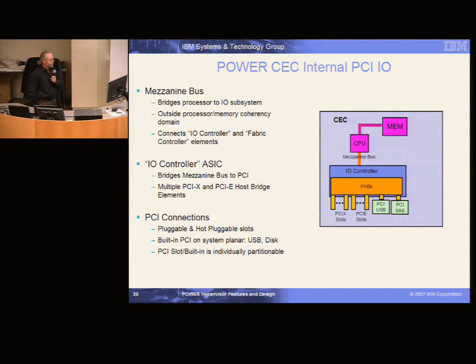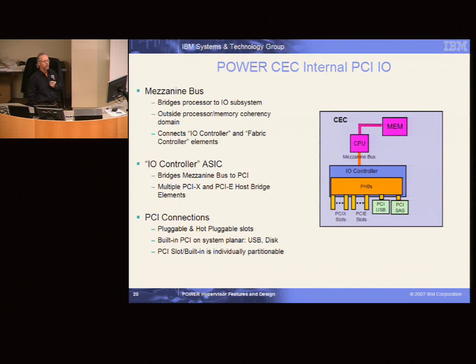Within the lower-end systems in particular, we have I/O controllers that provide internal PCI host bridges. We have built-in I/O like PCI, SCSI, or SAS and USB devices built into the low-end servers. This gives the customer an integrated package all in a small server. The I/O controllers are an ASIC that we do as proprietary chips. They're very similar to chips you might see from companies like Broadcom or NVIDIA that have integrated host bridges and integrated adapters. And in those CEC systems, we provide both pluggable and built-in slots.